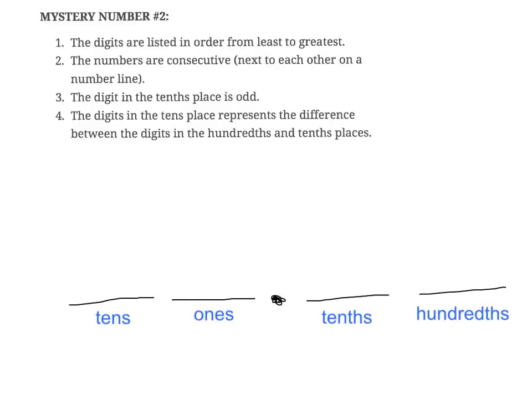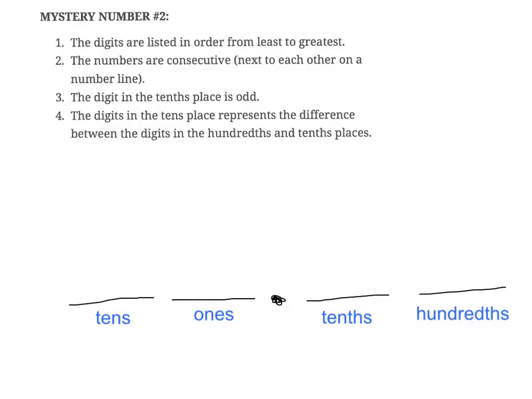Okay, so this is mystery number 2. Clue number 1 says the digits are listed in order from least to greatest. So that means that this is the smallest digit across to the largest digit. Now that's not really helpful right now, so I'm going to move on.